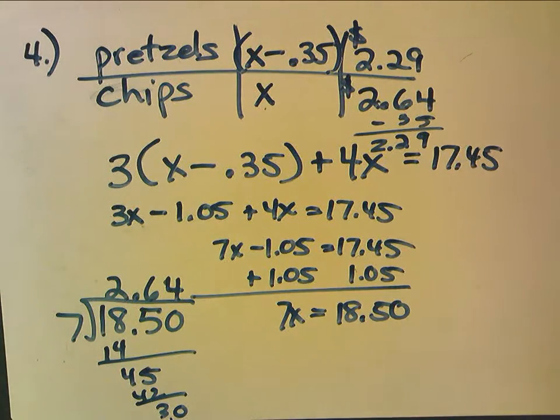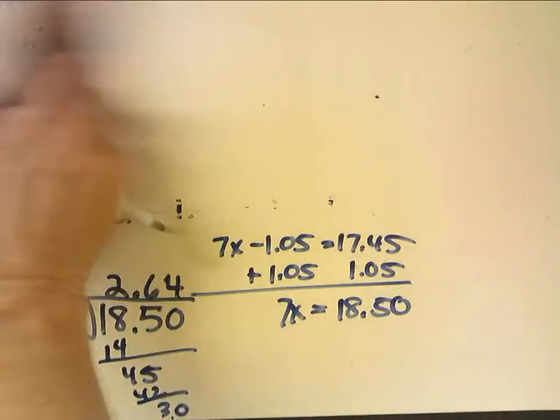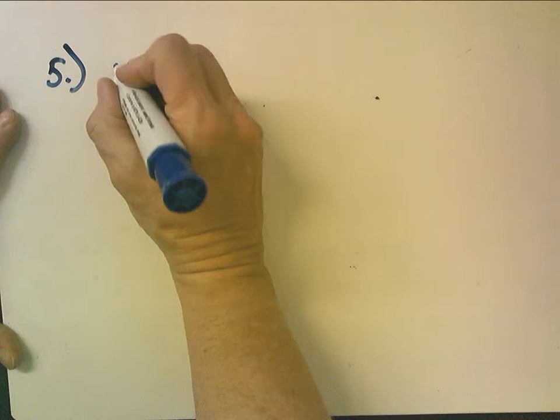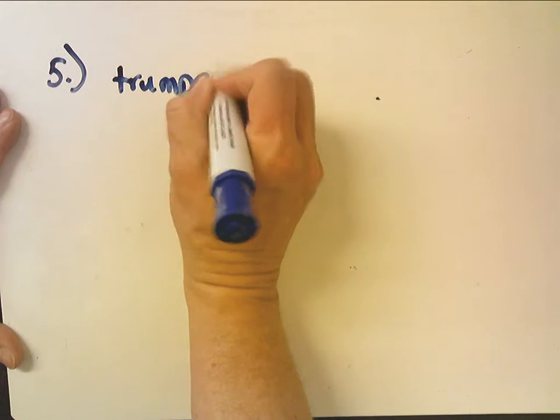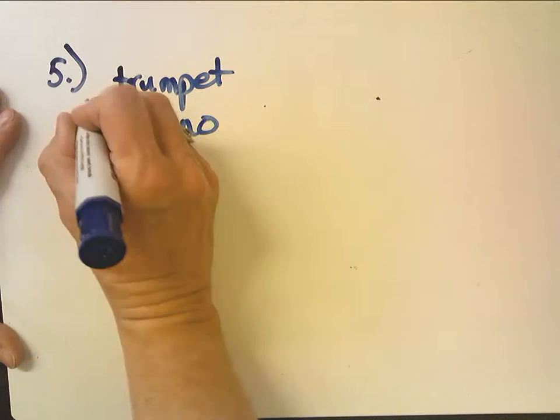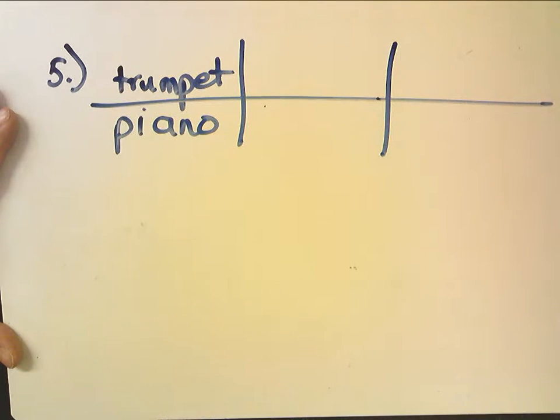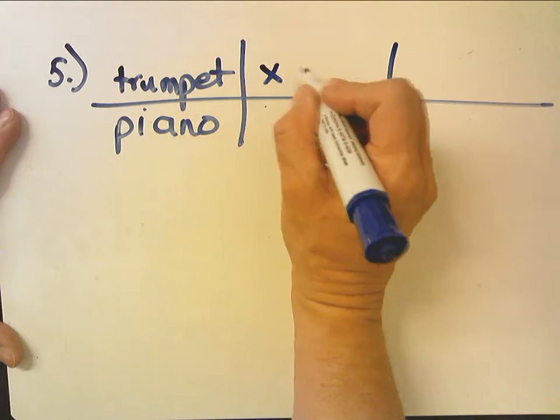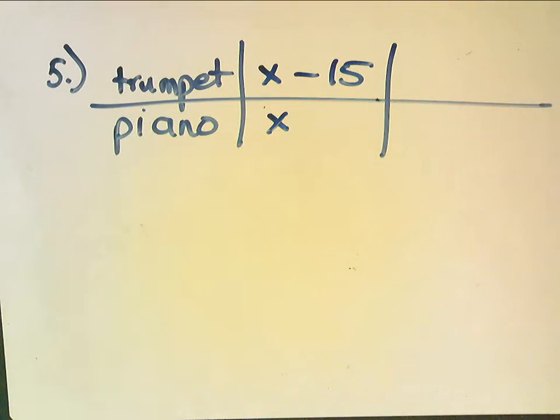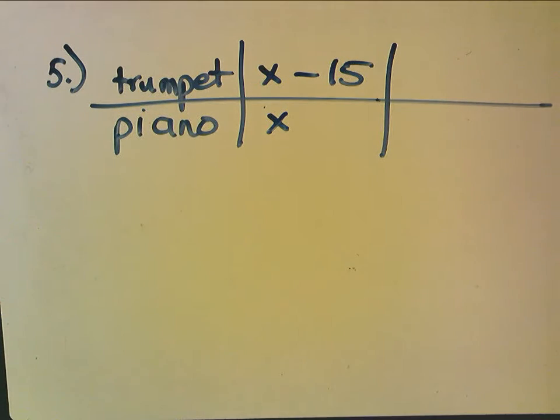Okay, so now let's look at number 5. Number 5 says, trumpet lessons cost $15 less than piano lessons. This month, my son had 5 piano lessons and 3 trumpet lessons. How much did they each cost if I spent a total of $365? So our unknown is the cost of trumpet lessons and the cost of piano lessons. I don't know what they cost, but I do know trumpet lessons are $15 less. So if I let piano be x, trumpet's going to be x minus 15.